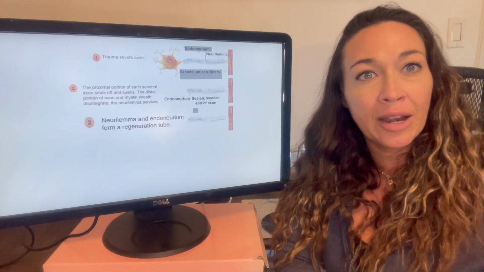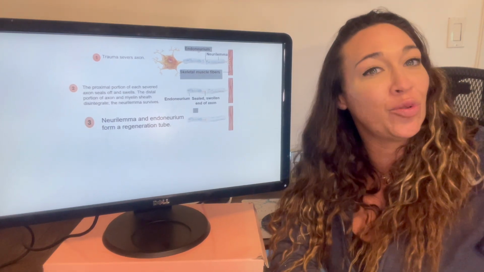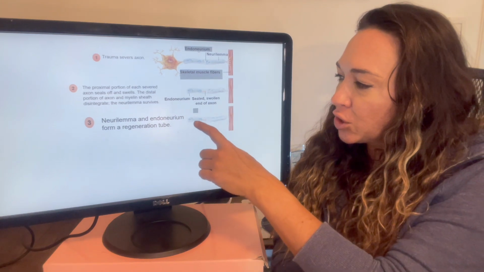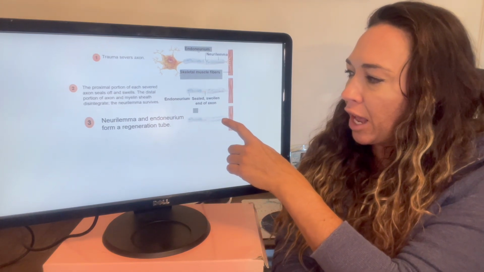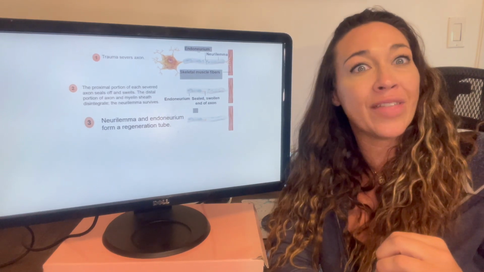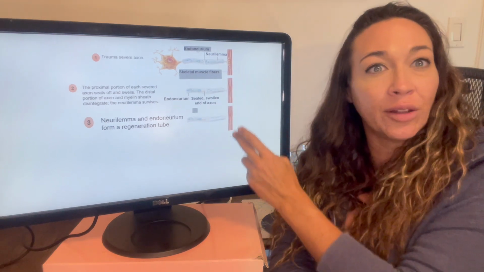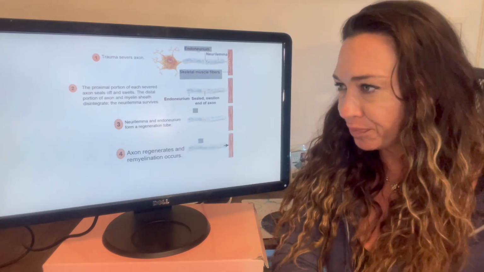Once we stop it, we're going to form what's known as a regeneration tube. And that's just that. It's a tube of regeneration. So it's going to start to grow and it's going to start to elongate again within the good, healthy part of that neuron, of that axon. And then it's going to start to reach back out over here to that skeletal muscle that had the damage.